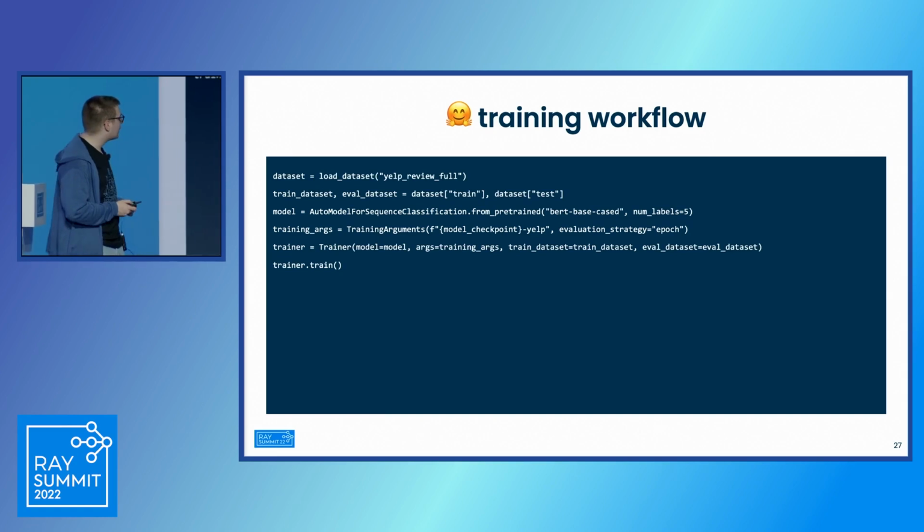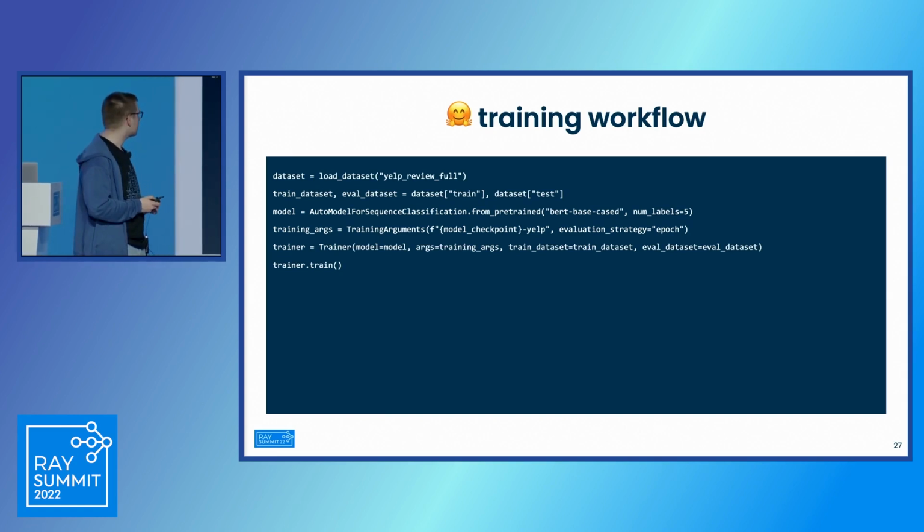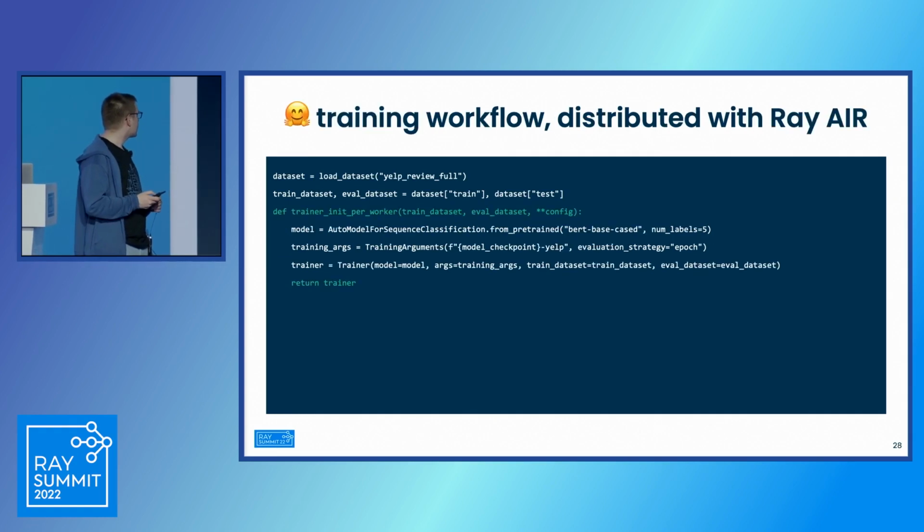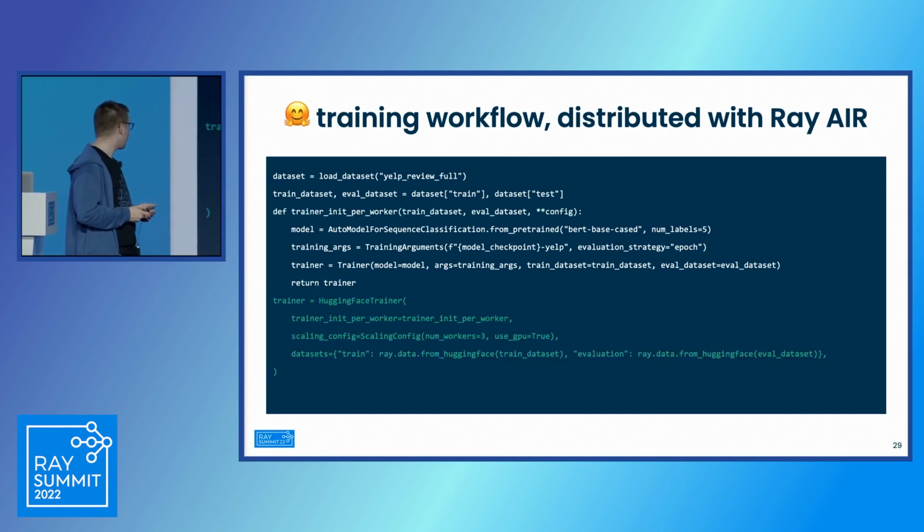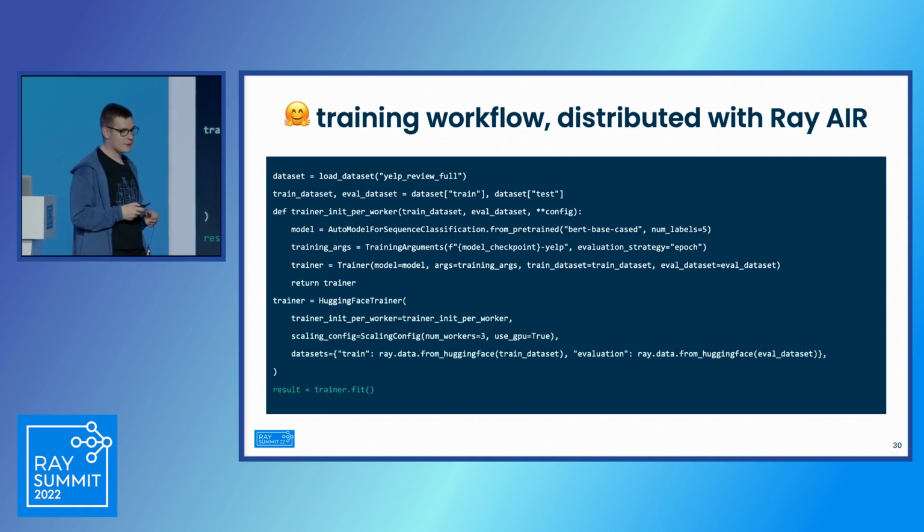So here is the typical Hugging Face training workflow as I showcased before. Now that we want to distribute it with Ray AI, those are all the changes that we have made. First, we need to put our model and trainer initialization logic inside a function. We call it trainer_init_per_worker. We instantiate the Ray AI Hugging Face trainer, and we simply call fit and obtain the results object.